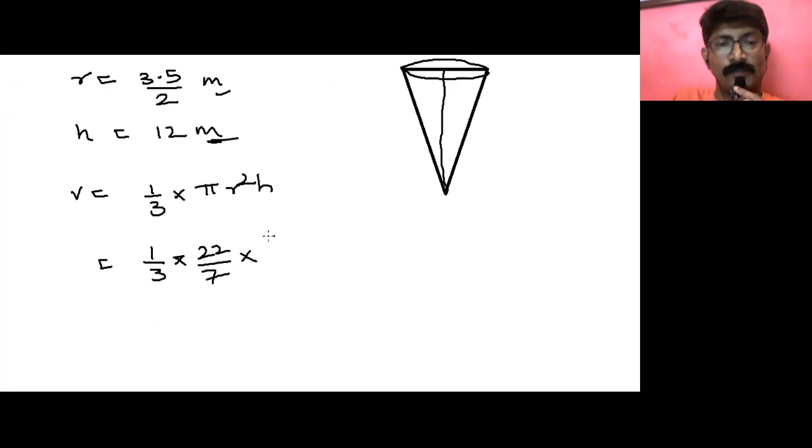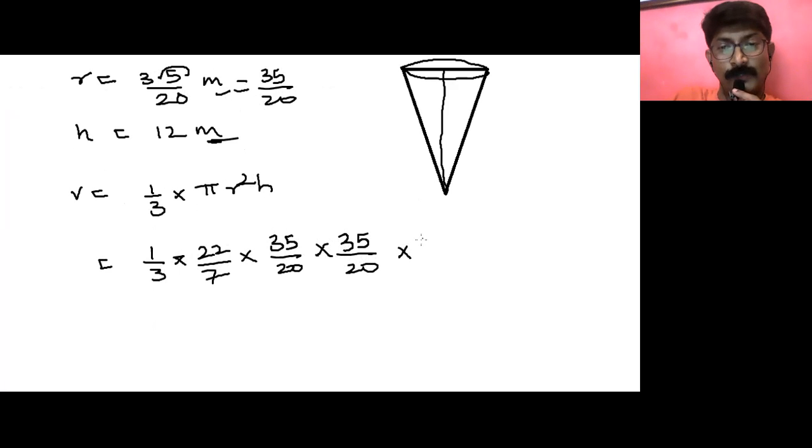Okay, so radius square will become 35 upon 20. You can write these as 35 upon 20 as well, isn't it? I'm just shifting this dot over here and increasing 1 zero like this. Into 35 upon 20, and the height is given as 12, into 12. It's simple as that. This is in meter cube, but we want it in kiloliters.